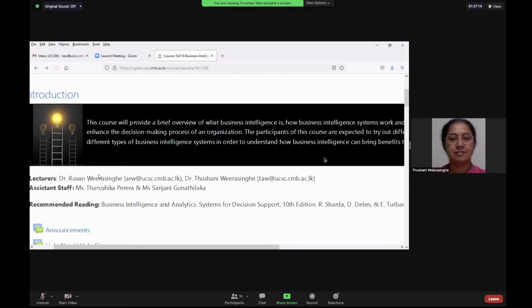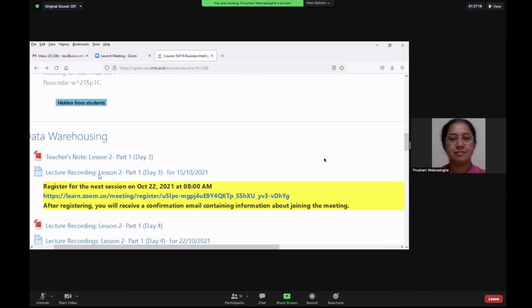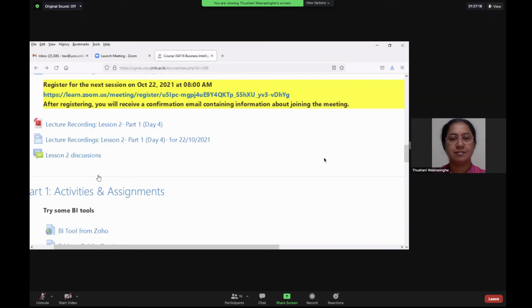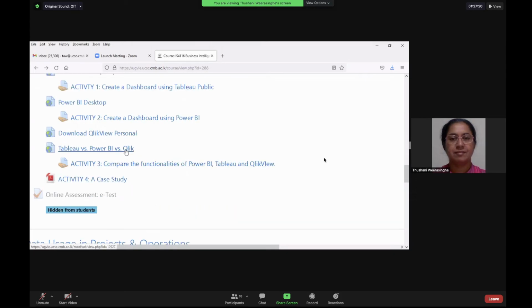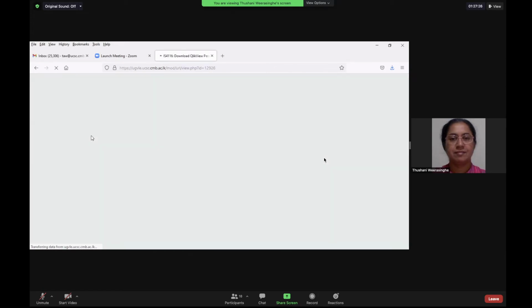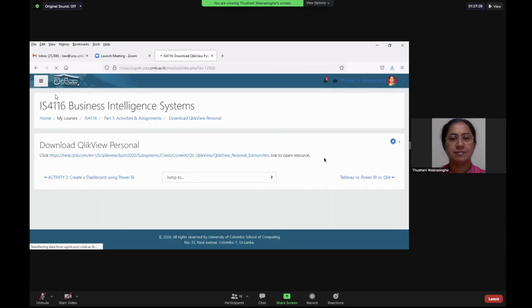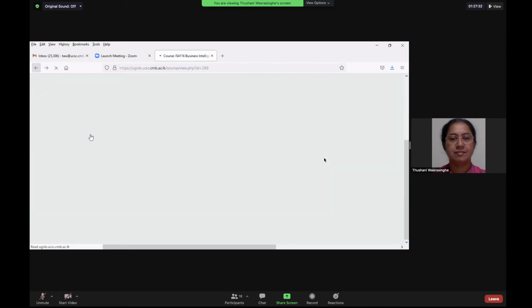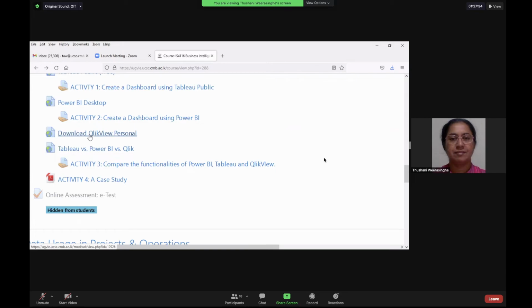And next you have to download ClickView for the next week. For the next week, please download ClickView and then download ClickView Personal. This one I have given you the link. You have to download it, and then get ready for the practicals.